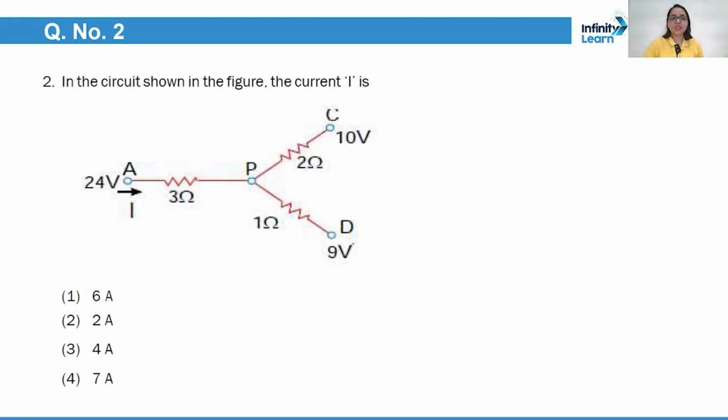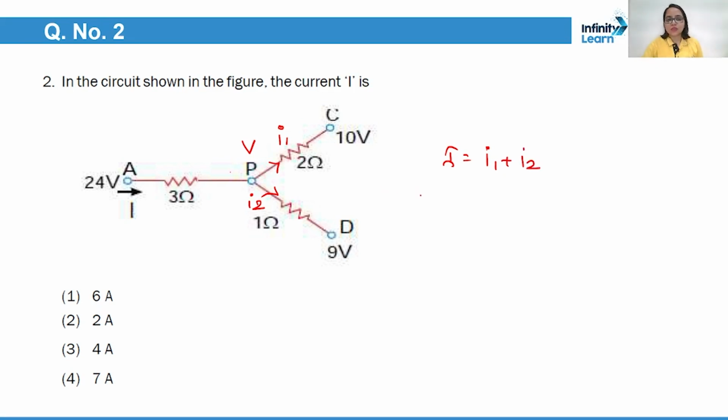Next is question number 2. In the circuit shown in the figure, the current I is. So we can assume the potential of this point as V. So if you can assume that the current I1 is flowing in this branch and I2 is flowing in this branch, then you can write I is equals to I1 plus I2.